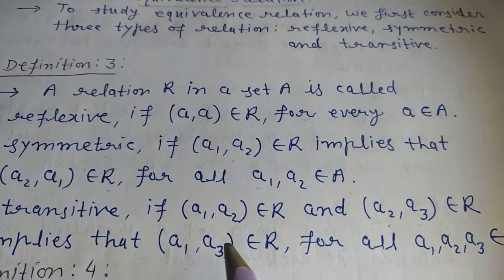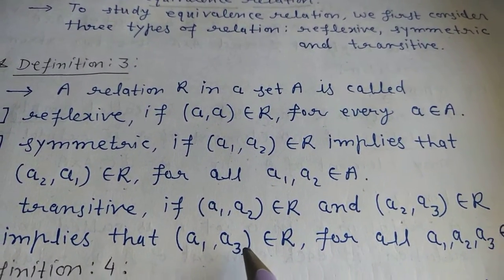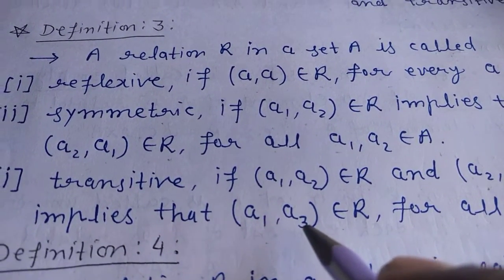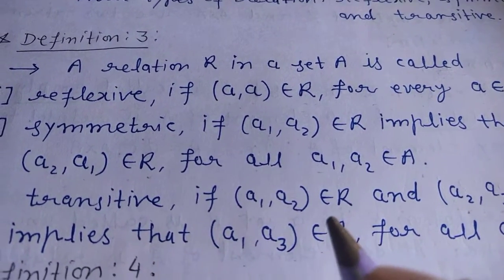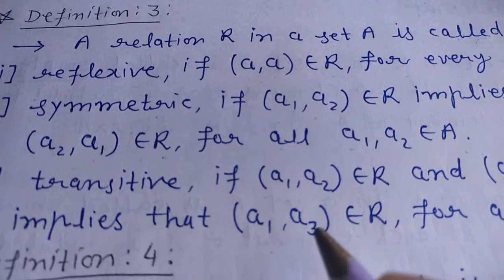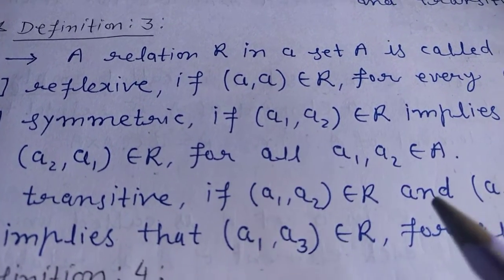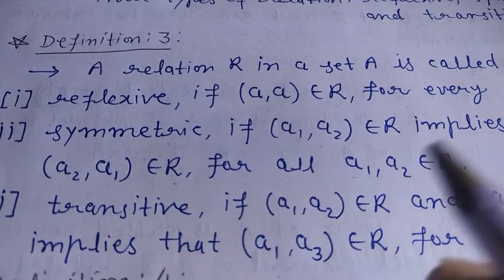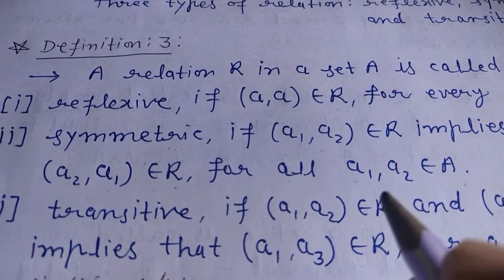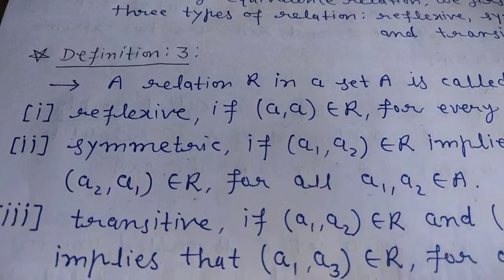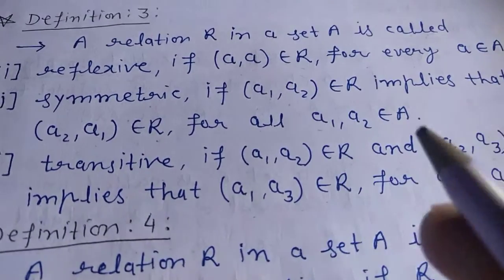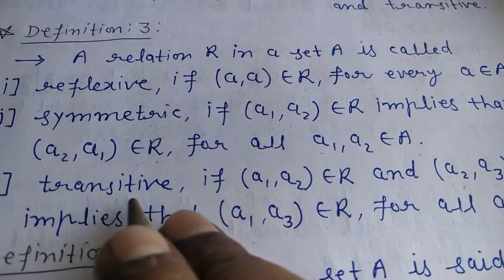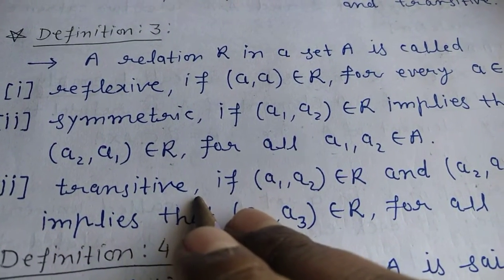Here I will give you one more example. Three friends are there. Suppose I gave the names A, B and C. If friend A is related to B and B is related to C, then A is also related to C. This is the example. Then you can say this is the transitive relation.